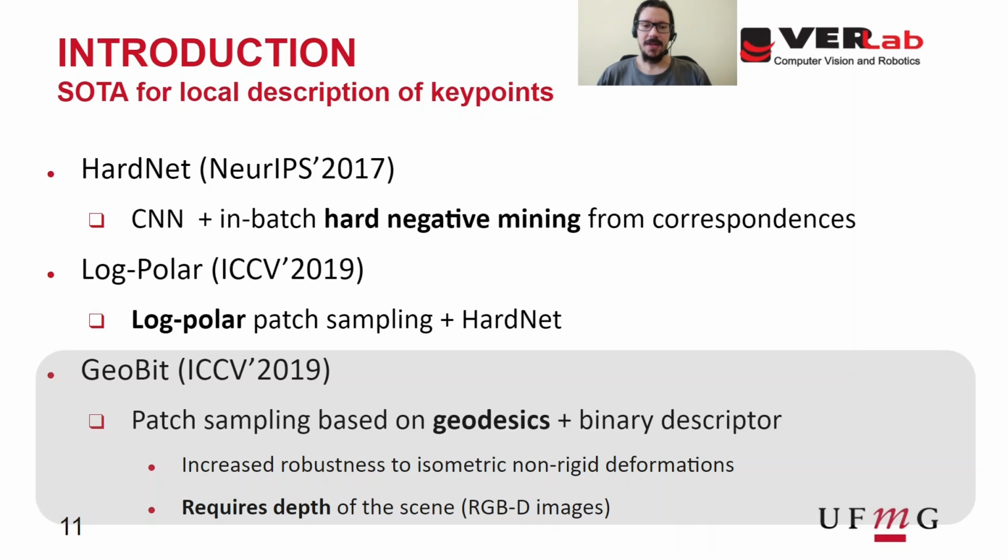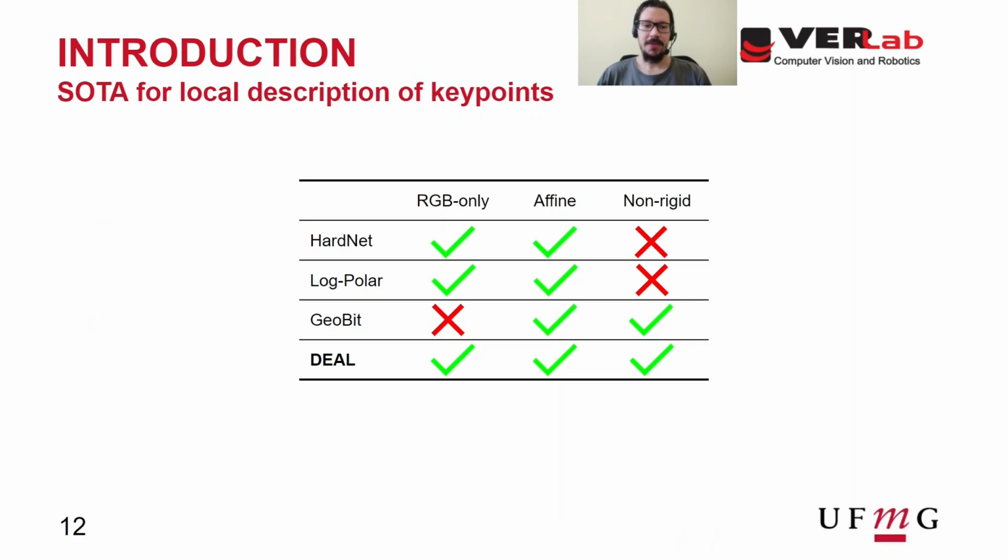Differently from the other methods, GeoBit proposed to perform the sampling of the local patch based on surface geodesics, an intrinsic object property that can be extracted from RGBD images and is invariant to isometric deformations. In this table, we show the advantages and drawbacks of each of these methods. Log-Polar and HardNet are fairly robust to affine transformations but are sensitive to non-rigid deformations. On the other hand, GeoBit can handle both affine and non-rigid transformations. Still, it requires depth information, which is not always available.